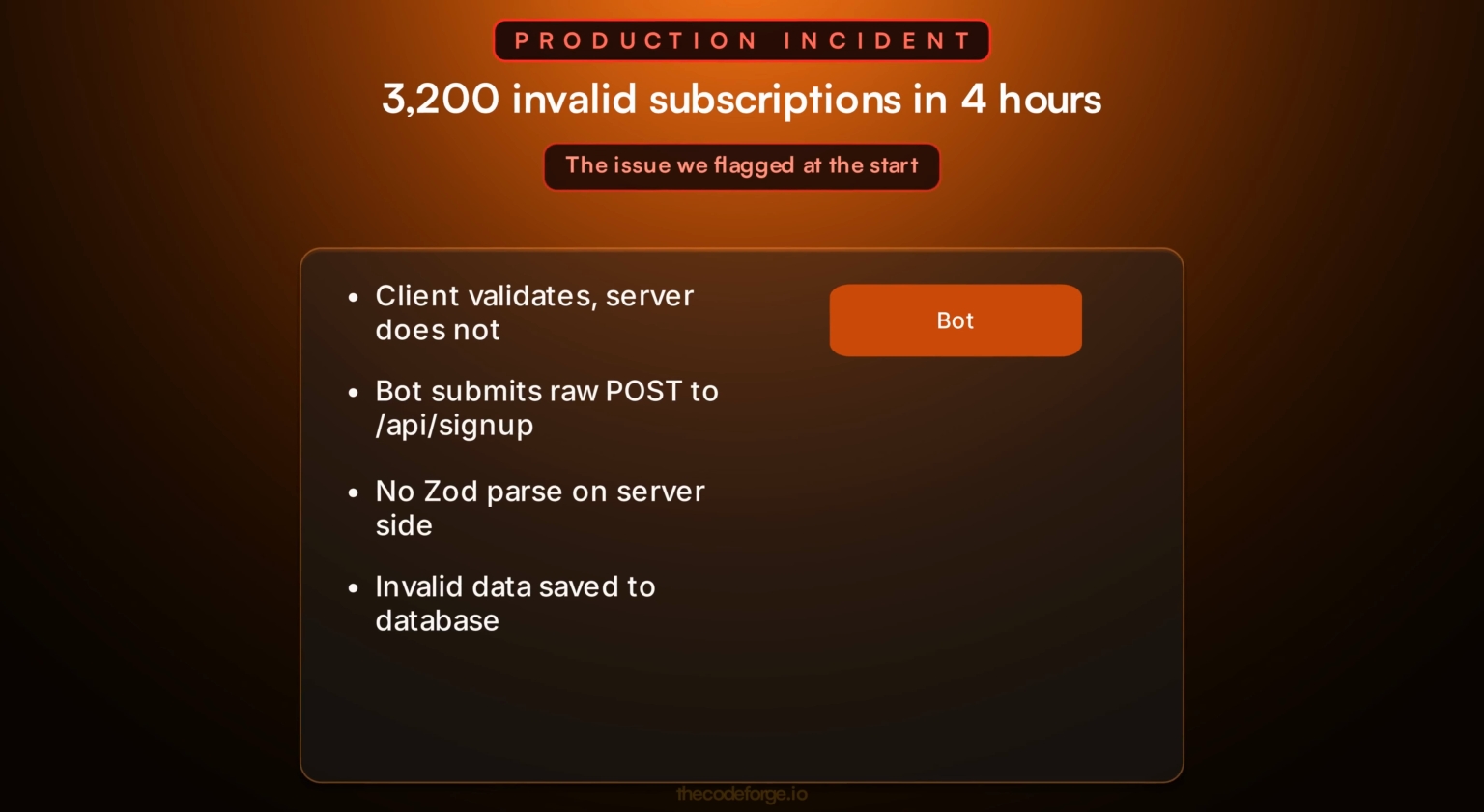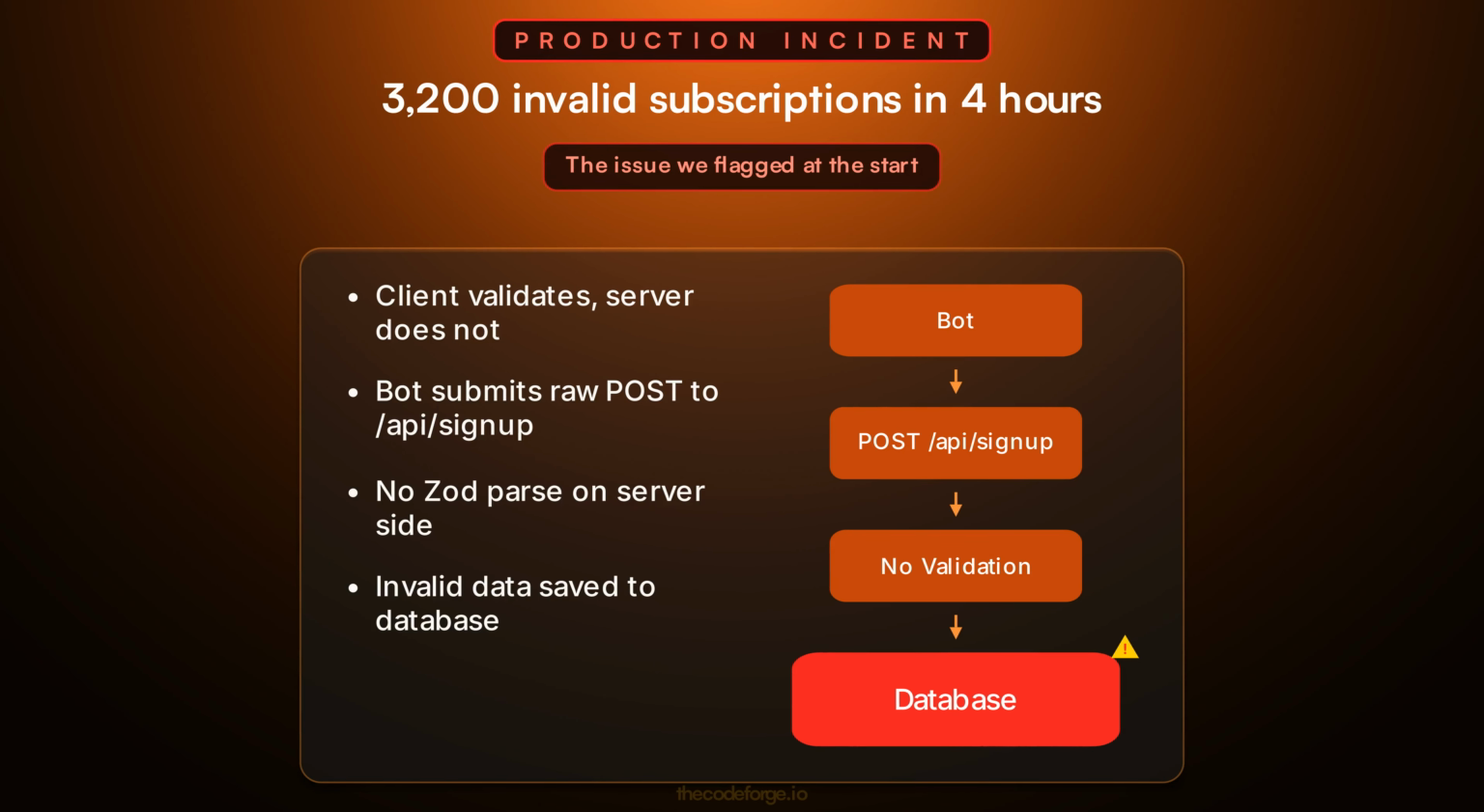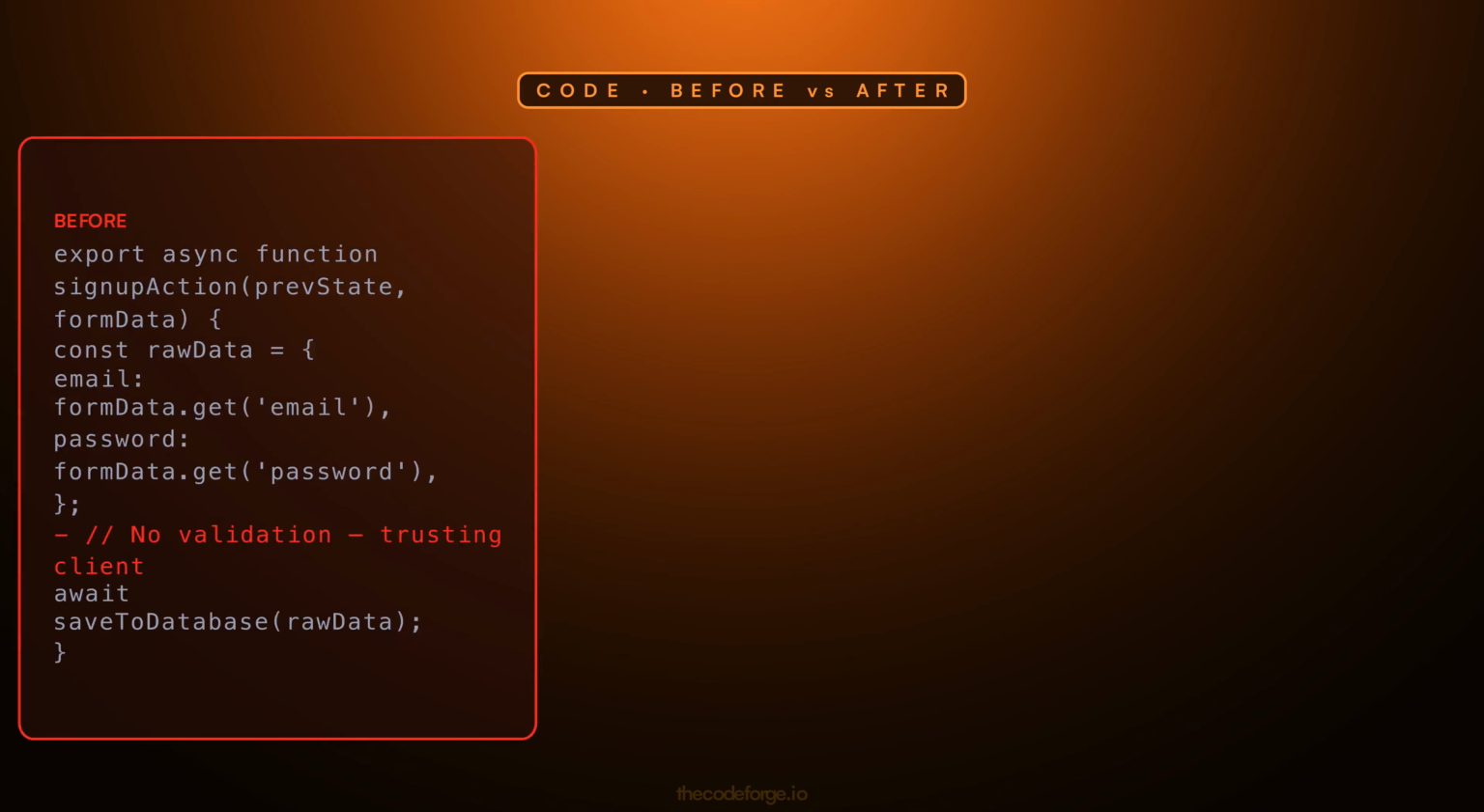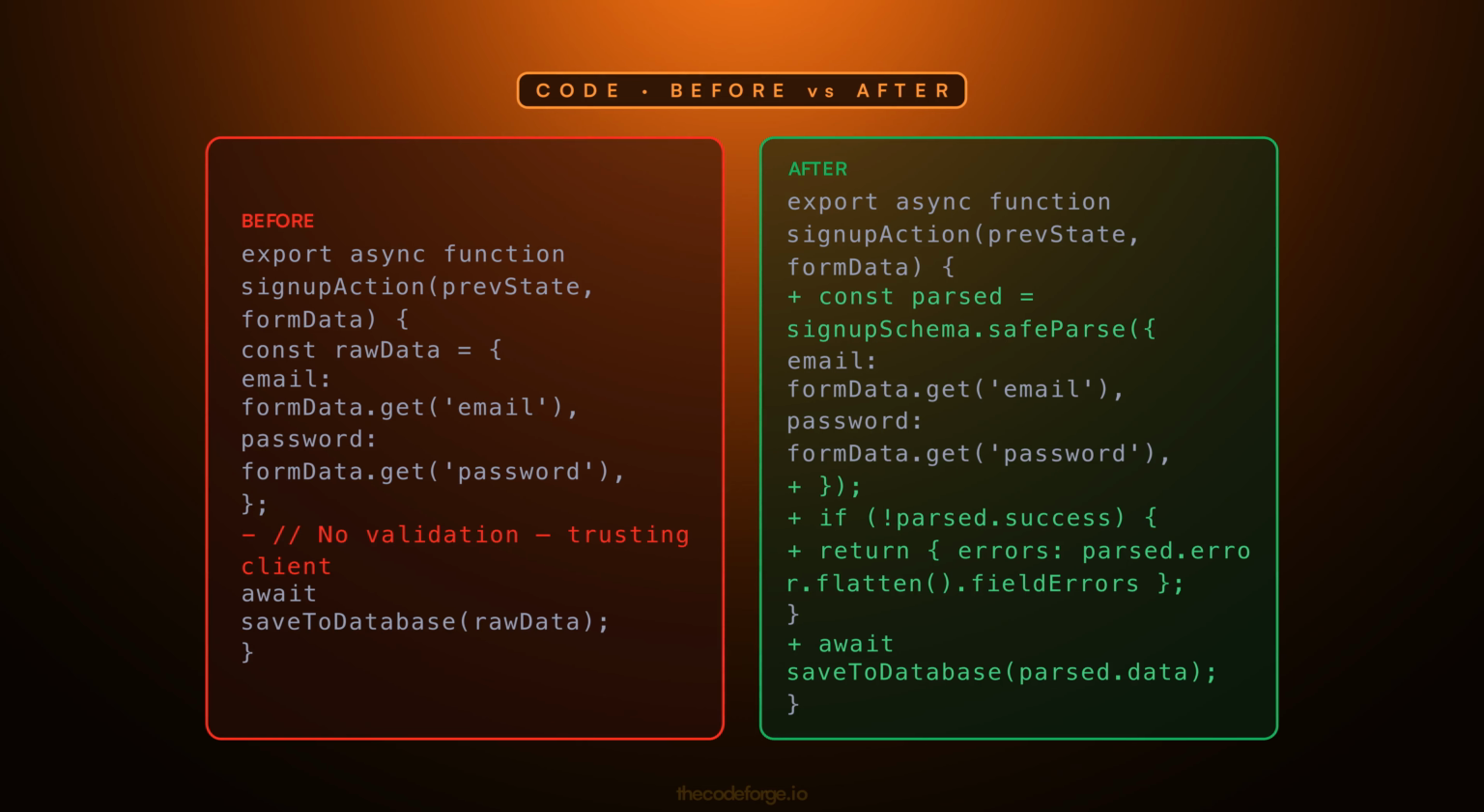This is the same issue we highlighted at the start. Here's exactly why that happened. The client form used Zod, but the API endpoint had no server-side validation. A bot sent raw POST requests with garbage data. The server accepted everything, resulting in 3,200 invalid subscriptions in 4 hours. The root cause was validating the Zod schema only on the client, allowing direct API calls to bypass validation. This enabled a bot to submit 3,200 fake subscriptions.